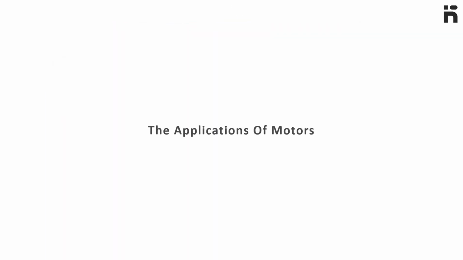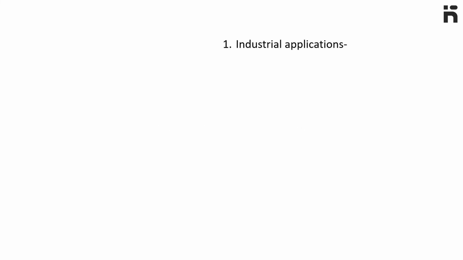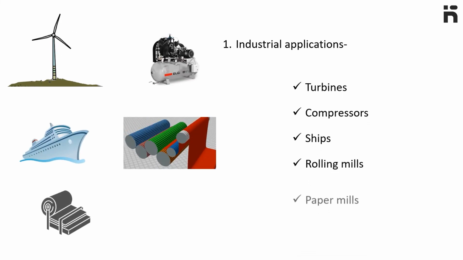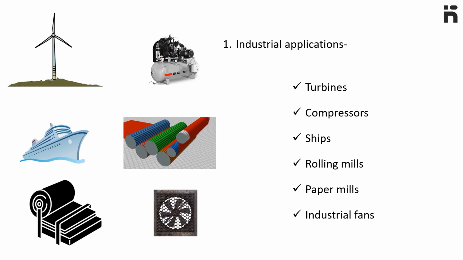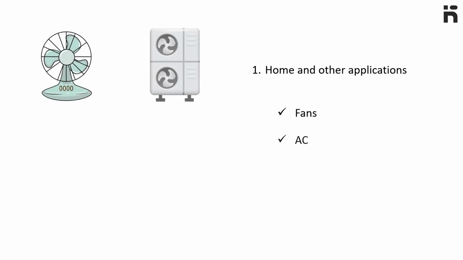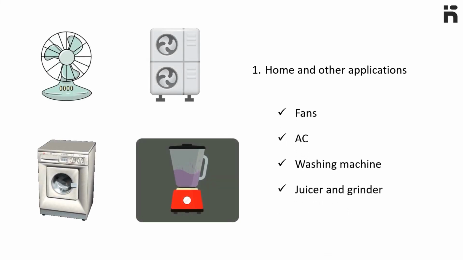Now let us see the application of these motors. In industries, these motors are used in turbines, compressors, ships, rolling mills, paper mills, industrial fans. These are also used in home and other applications, fans, ACs, washing machines, juicers and grinders, and many more.